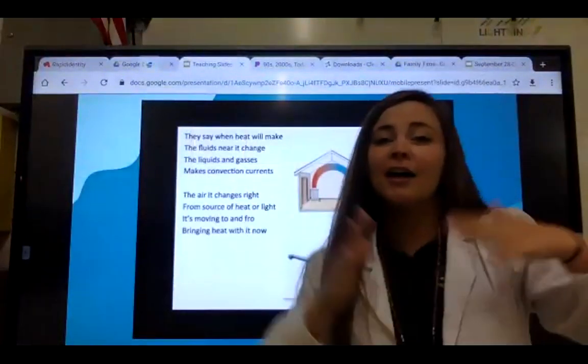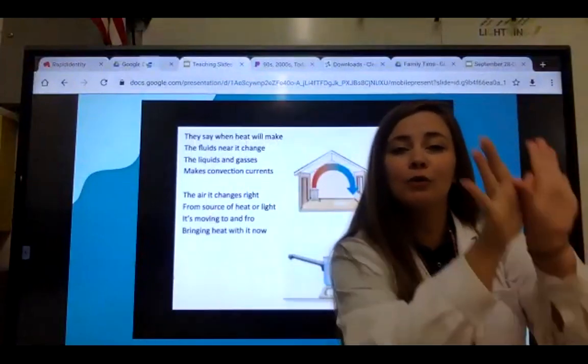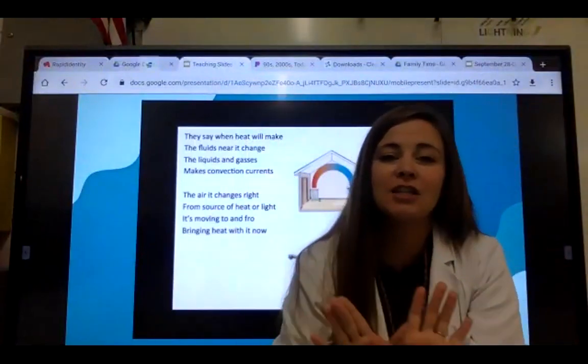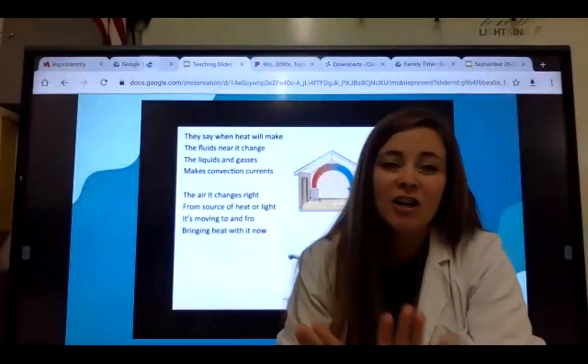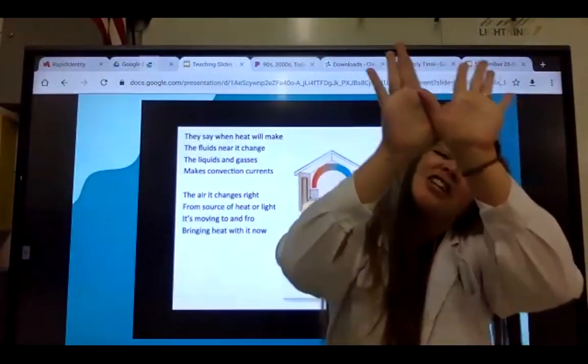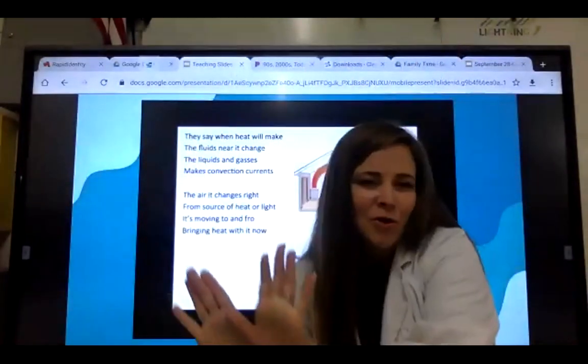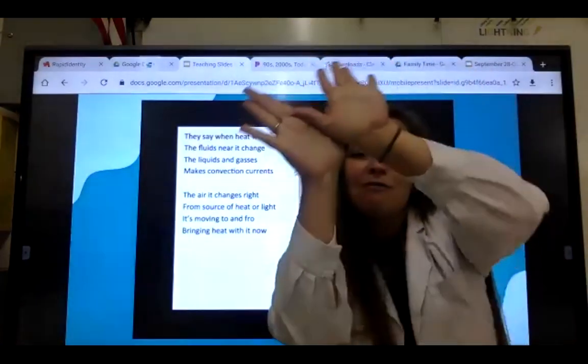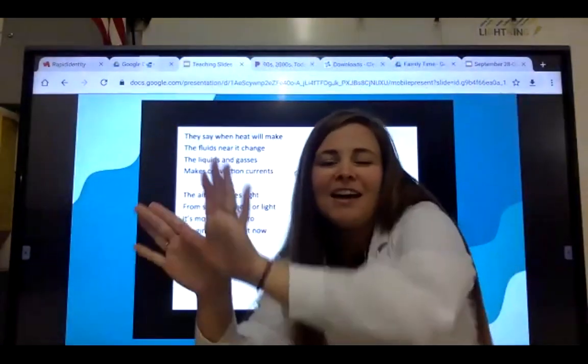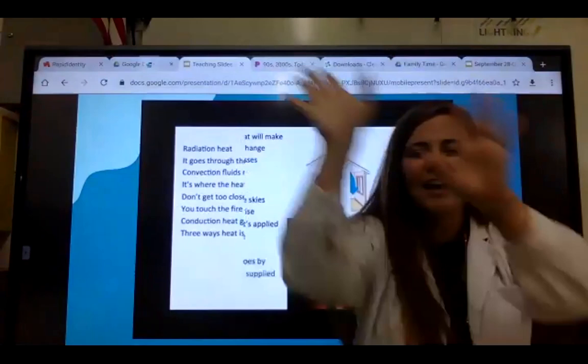They say the heat will make the fluids near it change. The liquids and gases make convection currents. The air it changes right through source of heat or light. It's moving to and fro, bringing heat with it now.